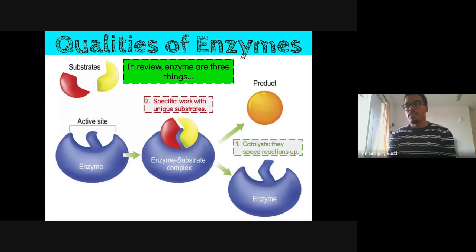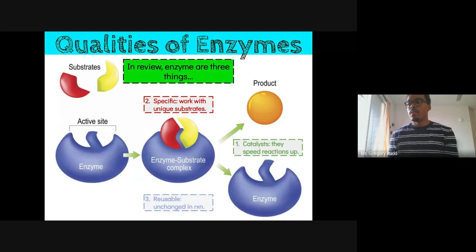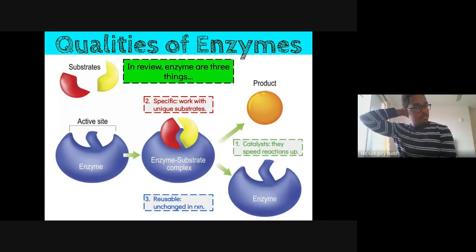Number two, enzymes are specific. So enzymes work only with unique substrates. They can work only with substrates that have a specific shape. That shape has to be compatible to the enzyme's active site. And number three, an enzyme is reusable because it goes unchanged in the course of a reaction.